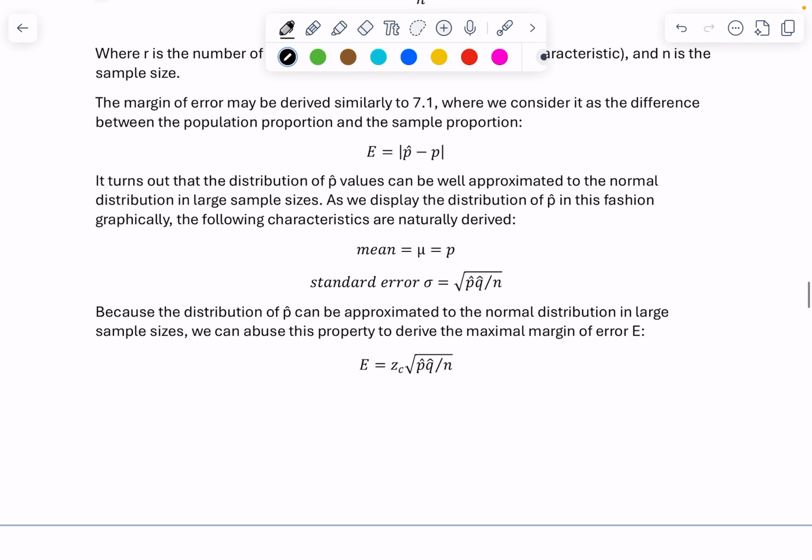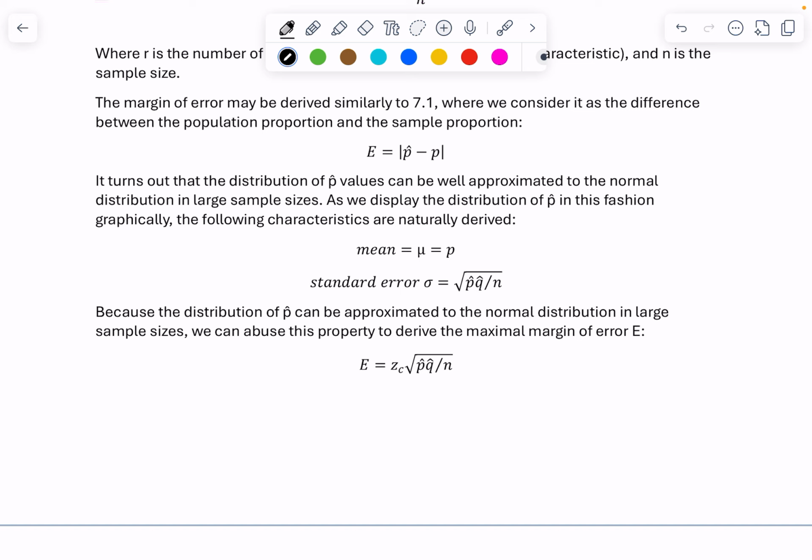The margin of error, that more theoretical equation that we talked about in section 7.1, can also be seen similarly for the margin of error for our proportions, where we're comparing the population proportion to our sample proportion. And that's going to be the magnitude of the difference of these two.